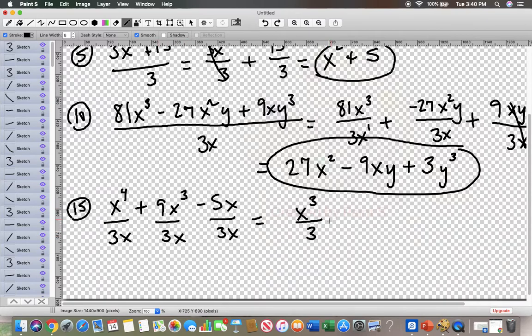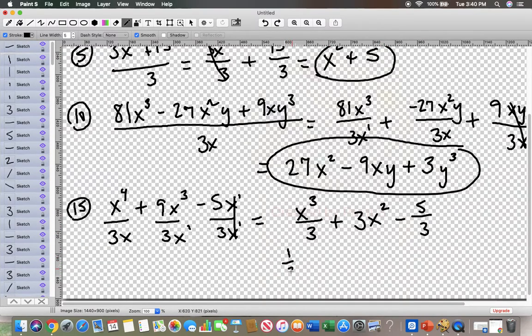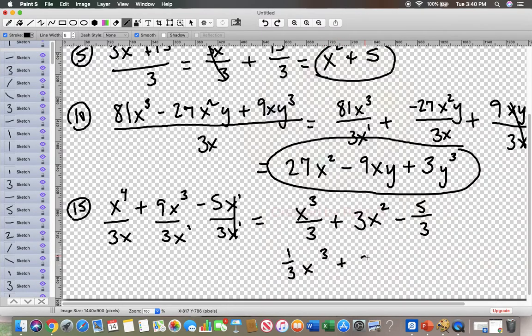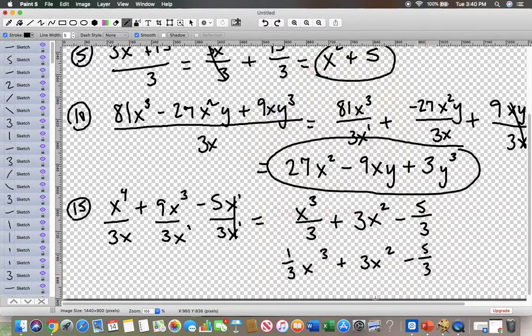Let's do this one. 9 divided by 3, that's 3. x cubed over x, so that's 3 minus 1, x squared. And then I've got negative 5x over 3x. Well, 5 over 3, I can't really simplify that, so let's leave that as 5 over 3. x over x, that's 1 minus 1, so that's x to the 0 power, which is 1. So I'm left with x cubed over 3 plus 3x squared minus 5/3. You could also say this is 1/3 x cubed plus 3x squared minus 5 over 3. Both of these answers are the same.